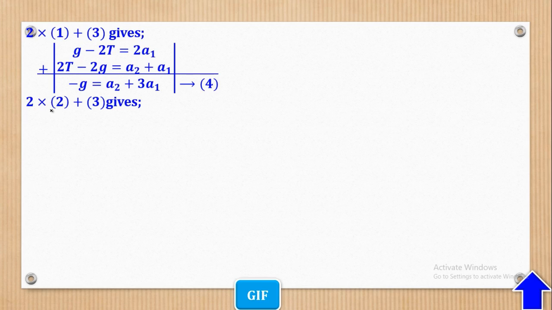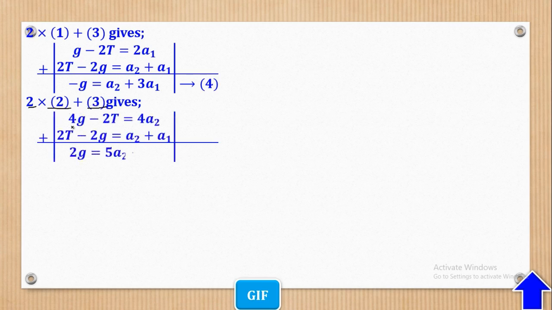So I'll multiply 2 throughout equation 2 and add it to equation 3. So when I do that, this is what I'm going to get. So in adding, this will cancel with this, and this minus this will give me 2g, this plus this will give me 5a2, and this is a1. So I've managed to eliminate t, and I only have a1 and a2 in equation 4 and equation 5.